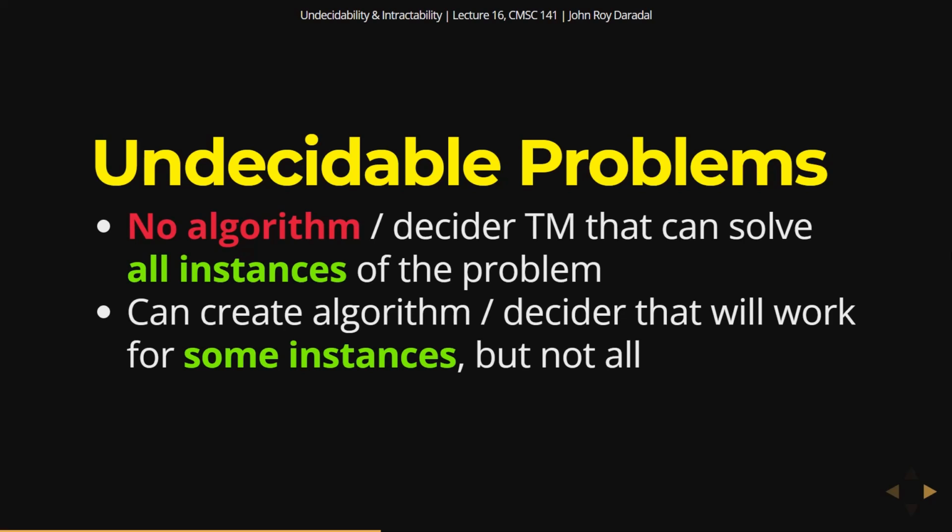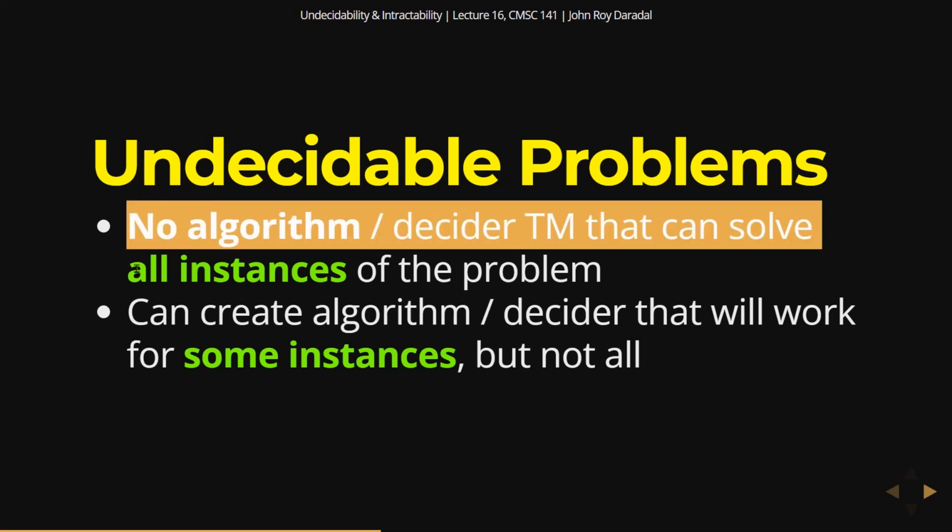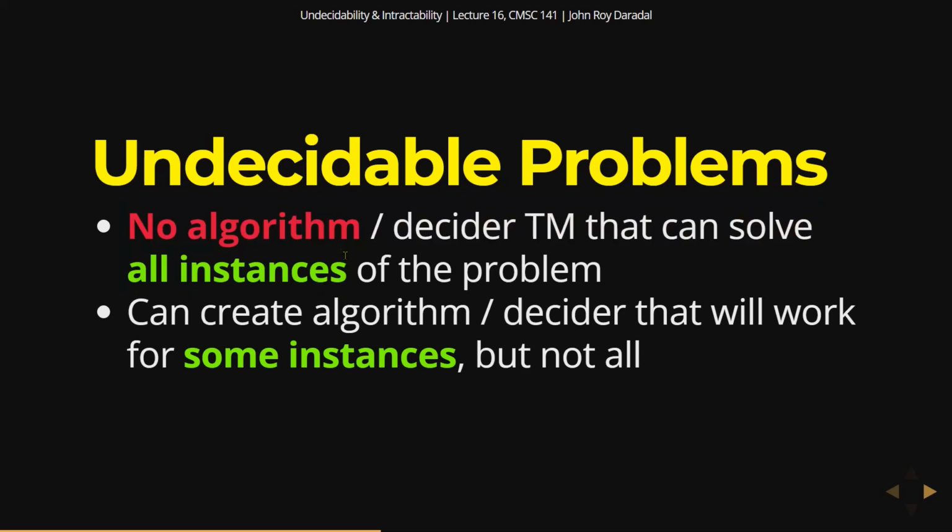Okay, but you can do it for some instances or for whatever problem that you want to focus on. So that's for undecidable problems. It's that no algorithm exists for all instances. But some algorithm could exist for some instances. So I hope that's clear.